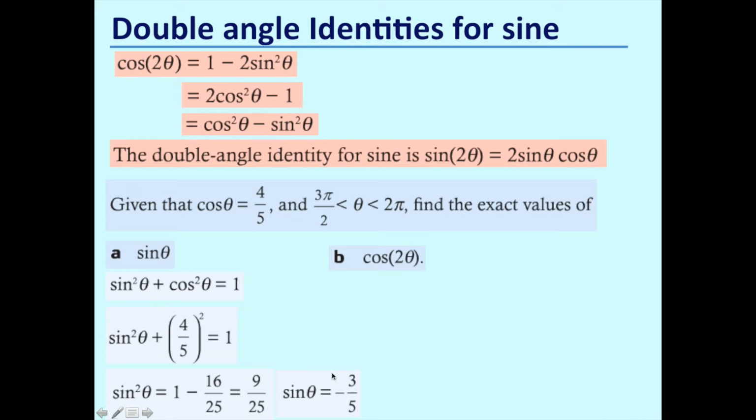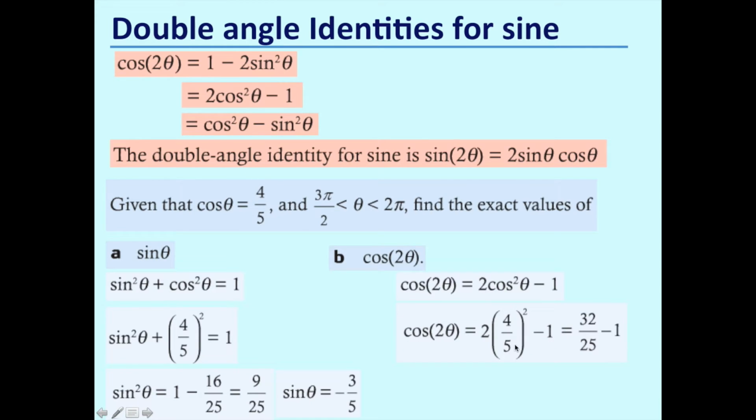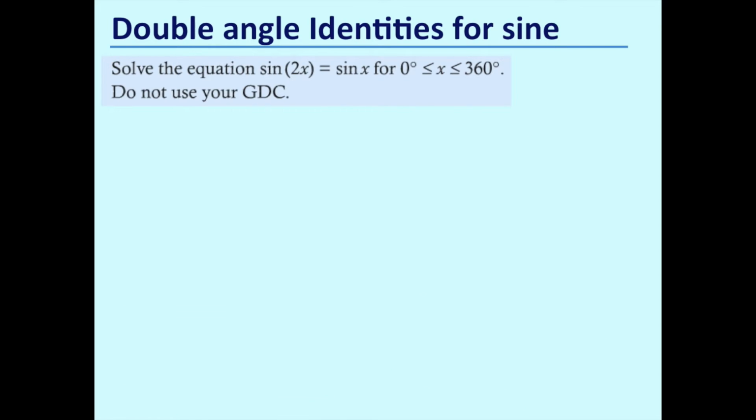For part B, we're asked to find cos 2 theta, so we're going to have to use one of these three double angle identities. We're told that cos theta equals 4/5, so therefore we're going to use the double angle identity which relies only on cos theta, which we can see is the second one. So take our value of cosine theta, which equals 4 over 5, and substitute it into this formula, and we can solve that to generate a value of cos 2 theta of 7 over 25.